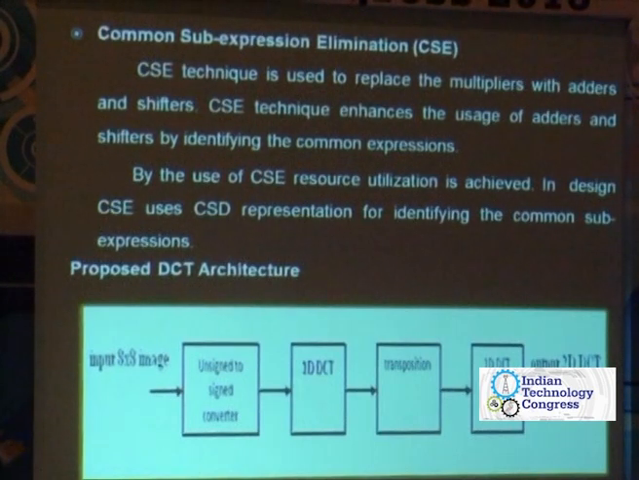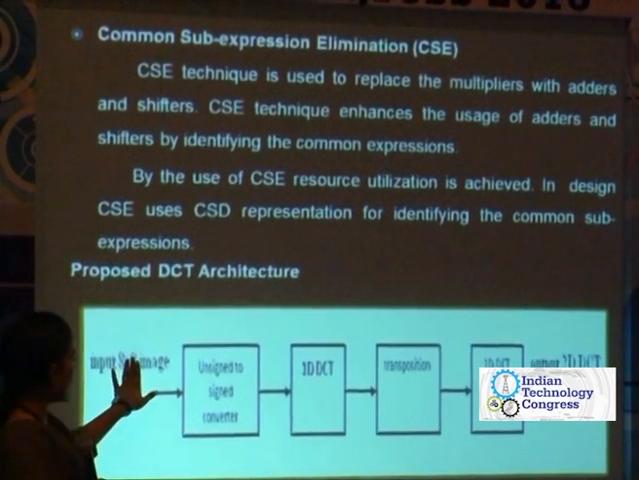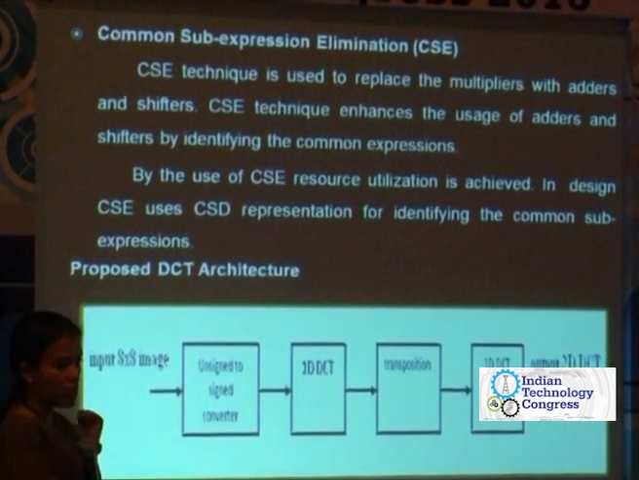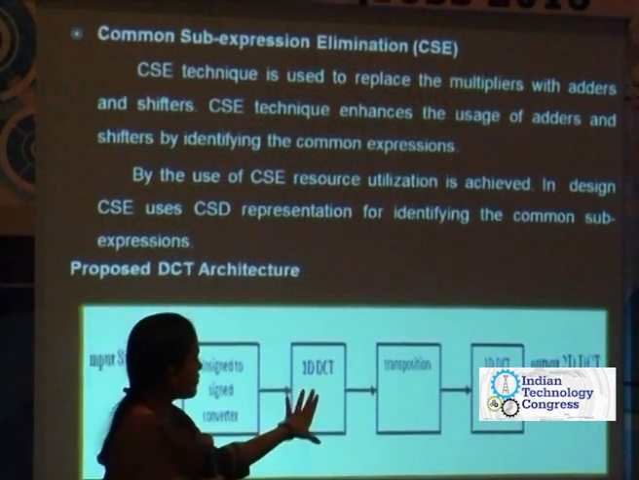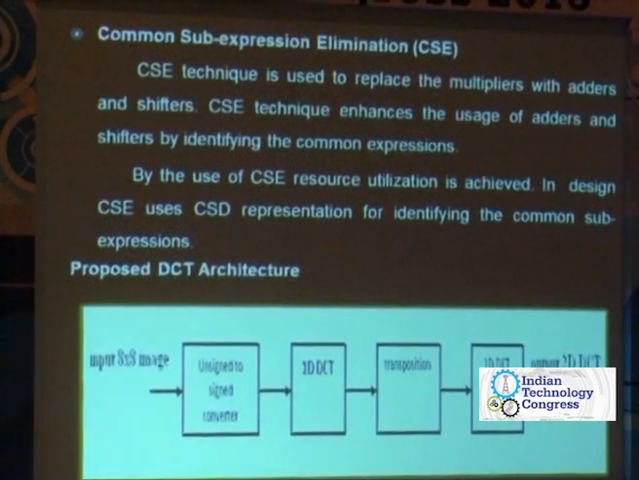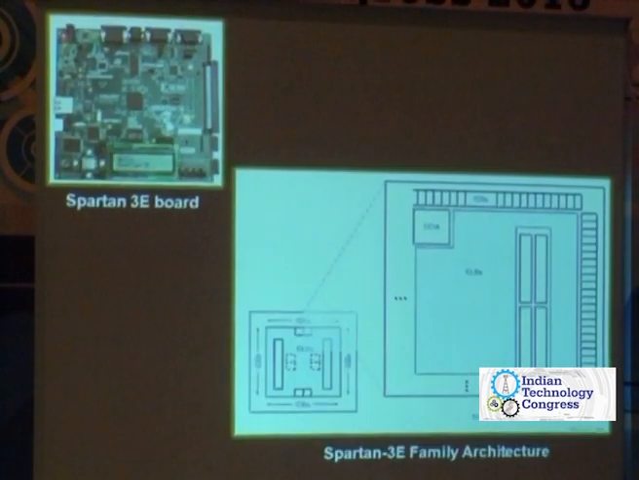This is the proposed architecture that I am using in my project. An 8x8 image is converted from unsigned to signed, and then the Loeffler algorithm, that is 1D DCT, is performed. Then those values are transposed and again given to the Loeffler algorithm, and the output is a 2D DCT. So I am implementing that code on an FPGA board. As you can see, that is a Spartan 3 board. The main family architecture is given on the other slide. It consists of the digital clock manager, IOBs, that is input output blocks, and RAM.